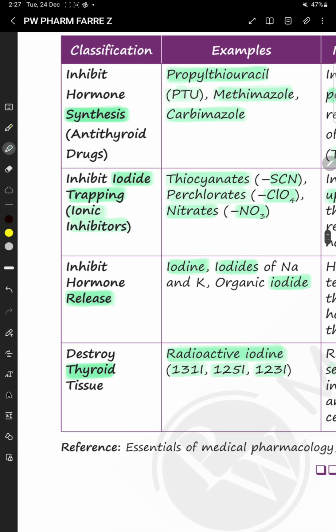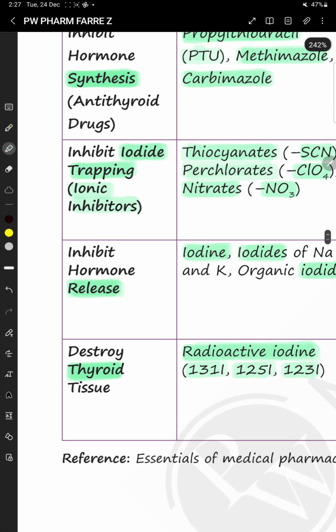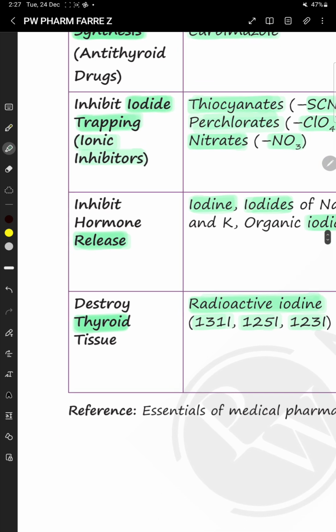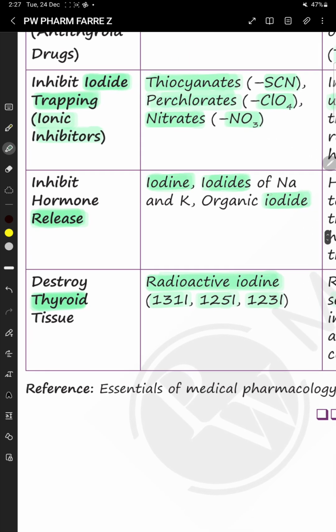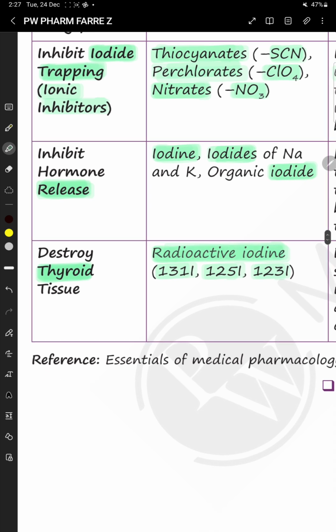So the drugs that inhibit the synthesis of thyroid hormone are propylthiouracil, methimazole, and carbimazole. The drugs that will inhibit iodide trapping are thiocyanates, perchlorates, and nitrates. The drugs that inhibit release of the hormone are iodine, iodides of potassium and sodium, and organic iodide. And radioactive iodine will destroy the thyroid tissue.